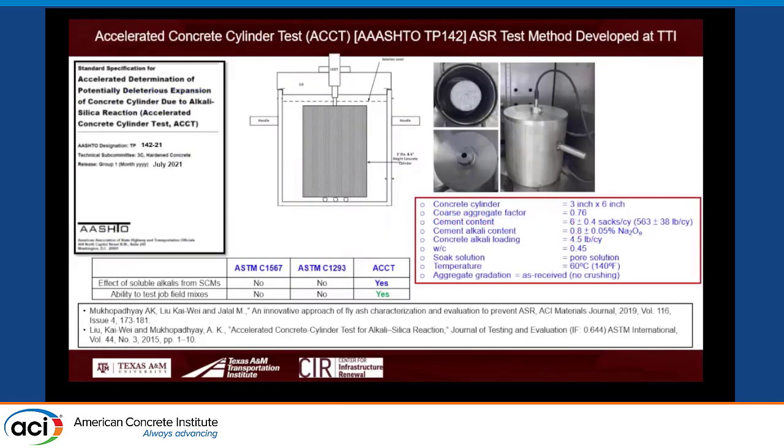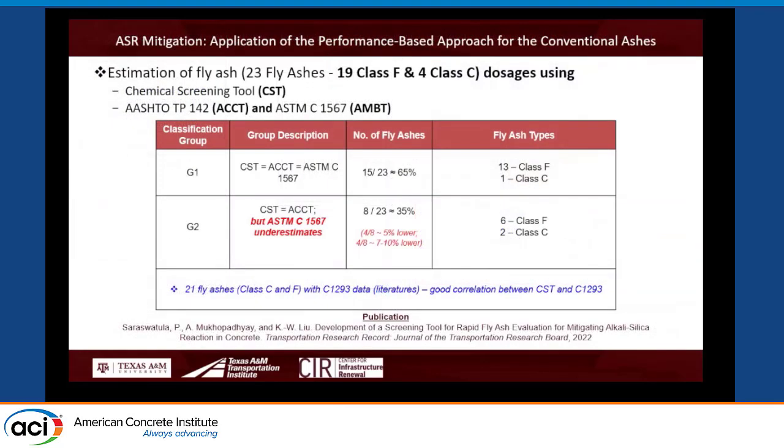Suppose, and I have an example for that. This is the example. We tested all conventional ash, class C and class F. So I tested around 23 ash. For 15 ash, step 1 and 2 is good. Whatever we predicted with the screening tool, and 1567 and ACCT are all the same. So for 15 ash, step 1 and 2 were done within 14 days.